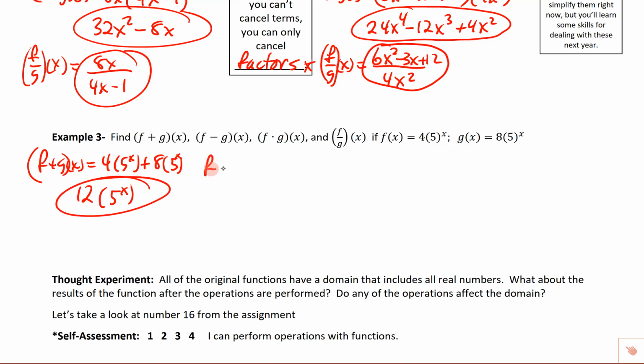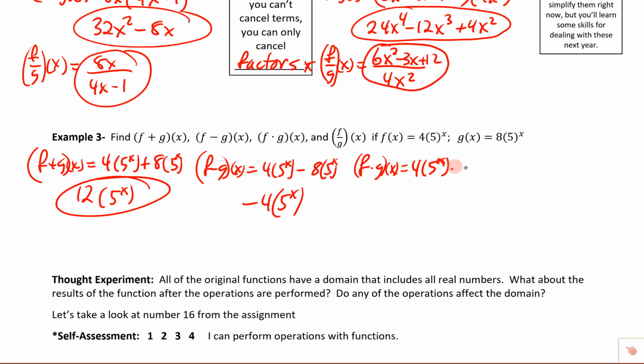If we do the subtraction one, f minus g of x, this is going to be the first one, f, 4 times 5 to the x, minus 8 times 5 to the x. Lo and behold, it ends up being a negative 4 times 5 to the x. Okay, and then we're going to do the multiplication problem. So let's see what we get here. Let me put a dot right there. F times g of x. Got ahead of myself there. So we're going to do 4 times 5 to the x times 8 times 5 to the x.